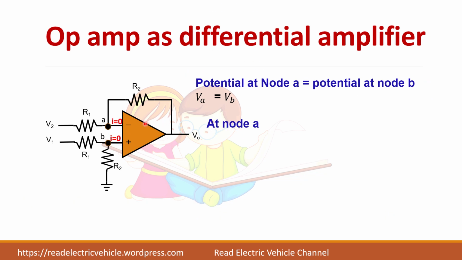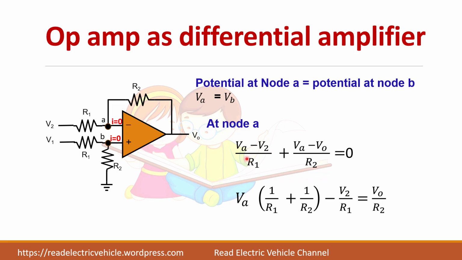Let us write the nodal equation. At node A, I can write the sum of the currents entering a junction is 0. So I will write (Va minus V2) by R1 plus (Va minus V0) by R2 is equal to 0. So you can simplify this one, take Va out, common terms, then V2 and V0. So we got the first equation.